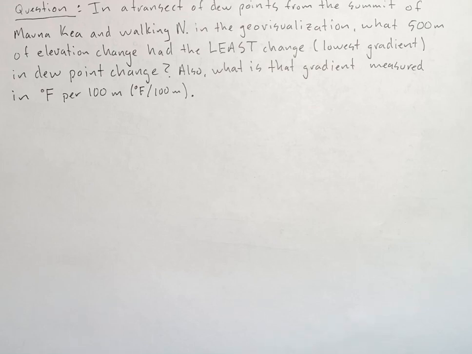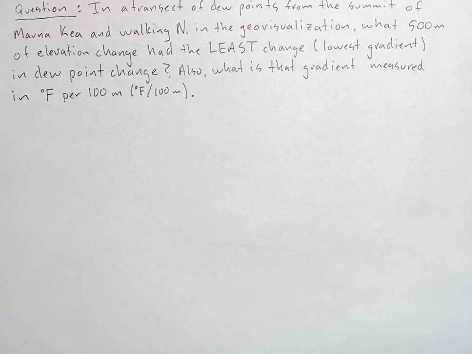Okay, so this is an example question from the Big Island of Hawaii lab. It uses the geovisualization, but a lot of the methods in finding the answer are done on paper. So the question is going to go something like this. In a transect of dew points from the summit of Mauna Kea and walking north in the geovisualization, what 500 meters of elevation change had the least change, or lowest gradient, in dew point change? Also, what is that gradient measured in degrees Fahrenheit per 100 meters? So there's a lot of information that we need to take in.